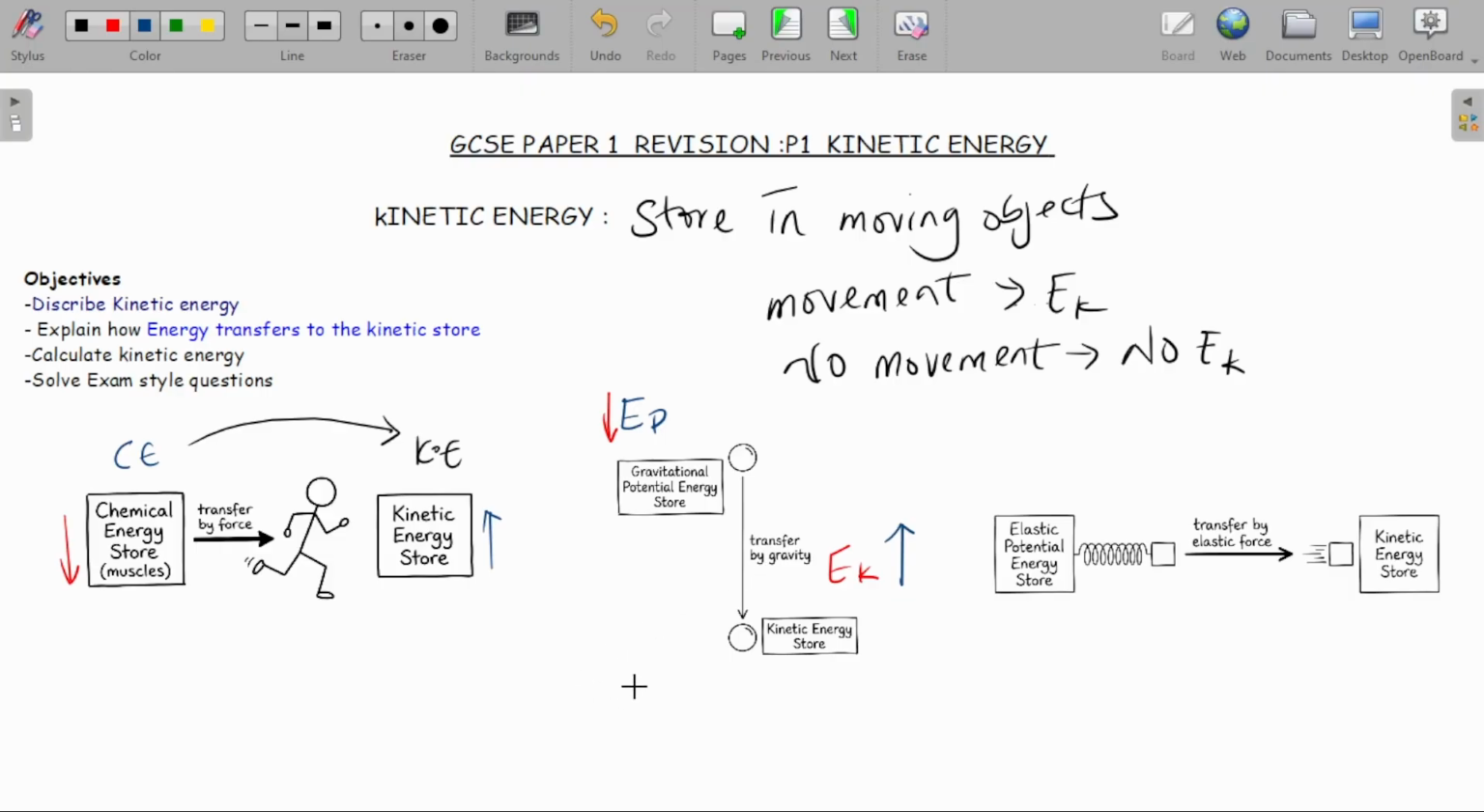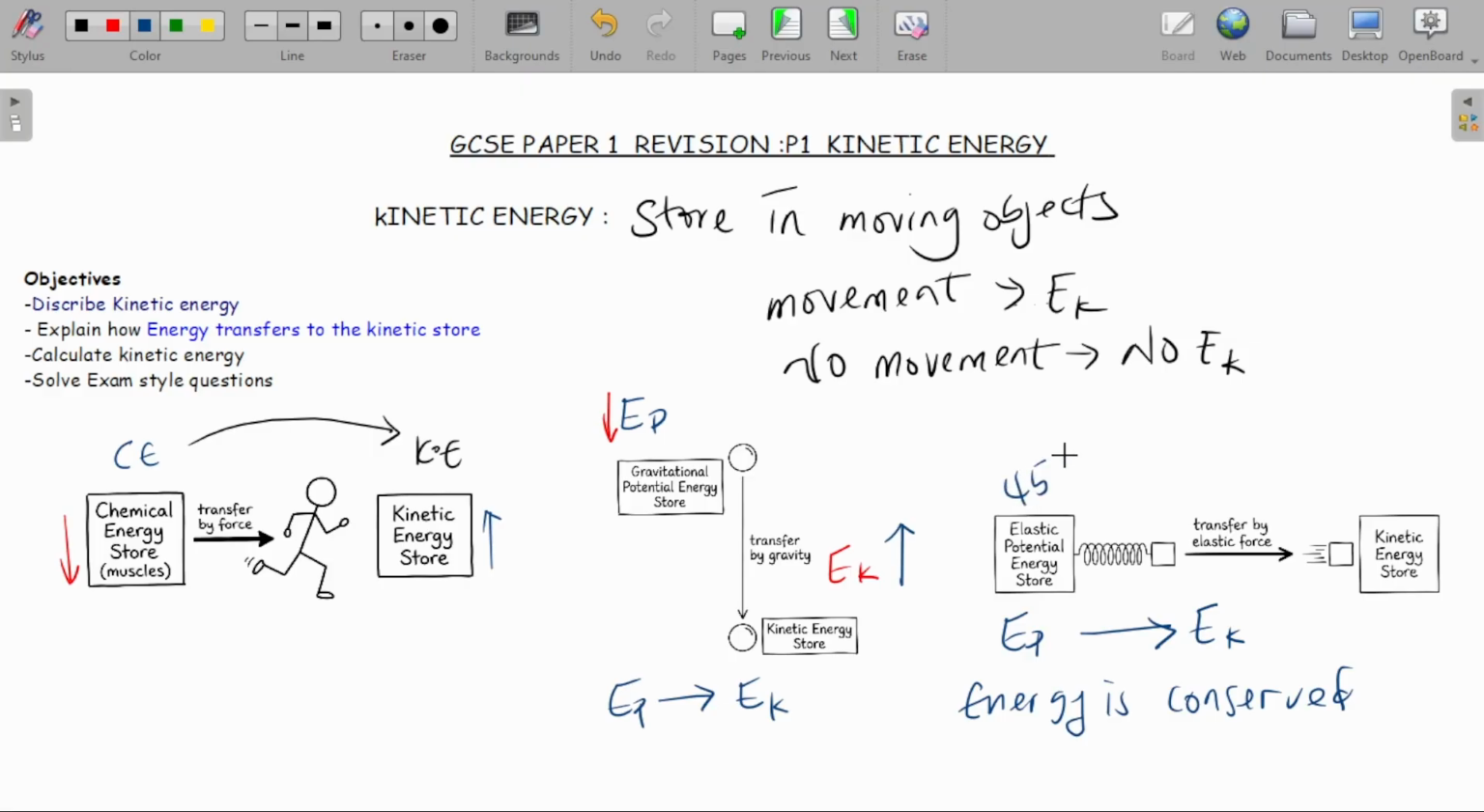So in this case, the gravitational potential energy is being transferred to kinetic energy. And for the spring, we have elastic potential being transferred to kinetic energy. The important rule here is that energy is conserved. So, if we start off with 45 joules of elastic potential energy, we're going to end up with 45 joules of kinetic energy.